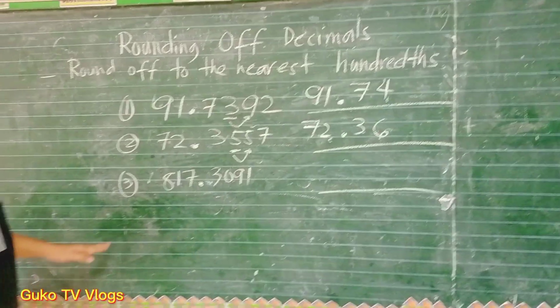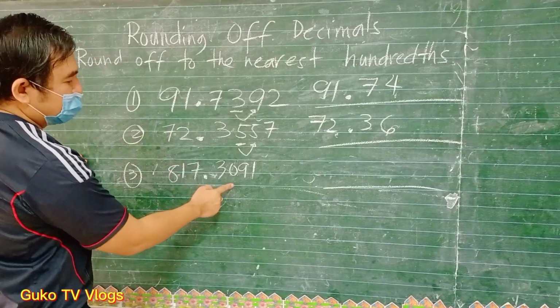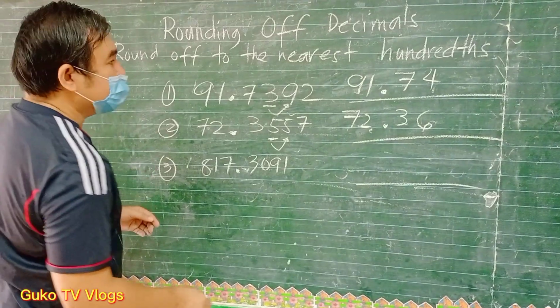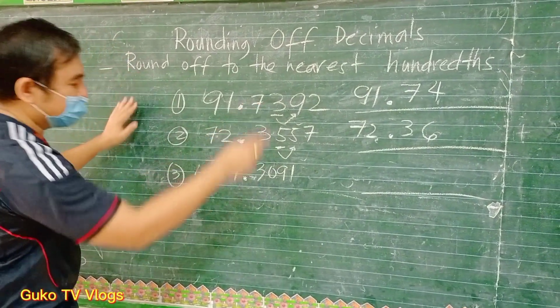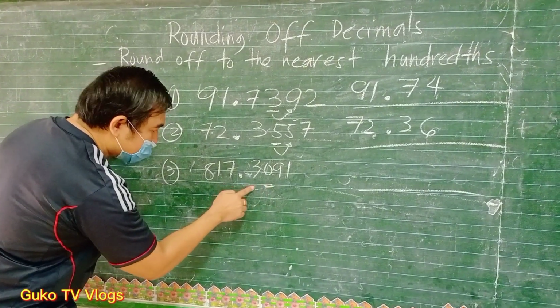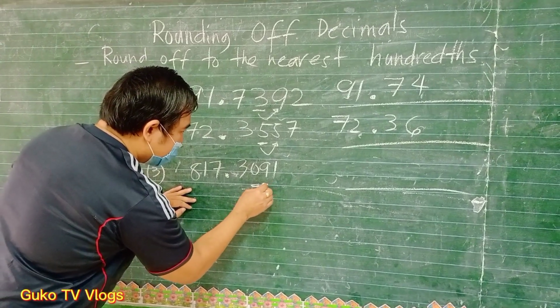Okay. Number 3, 817 and 3,091 ten-thousandths. So again, read the instruction. We will round off to the nearest hundredths. So the hundredths place here is 0. So this is tenths, this is hundredths. So again, look at the number on the right side of 0.